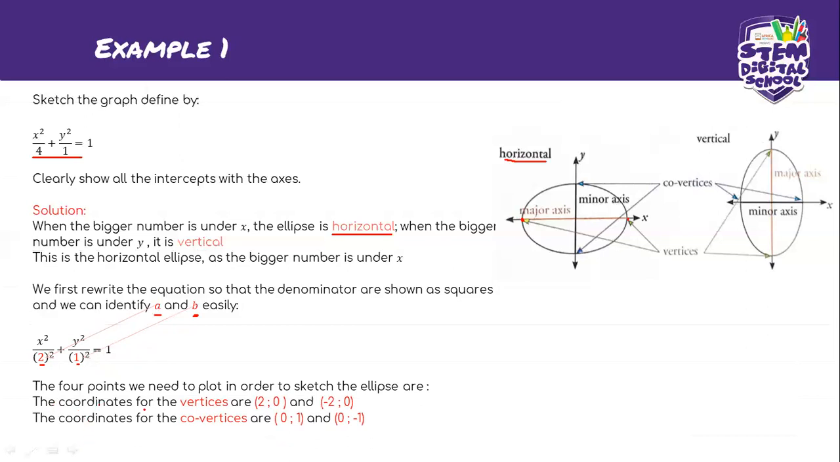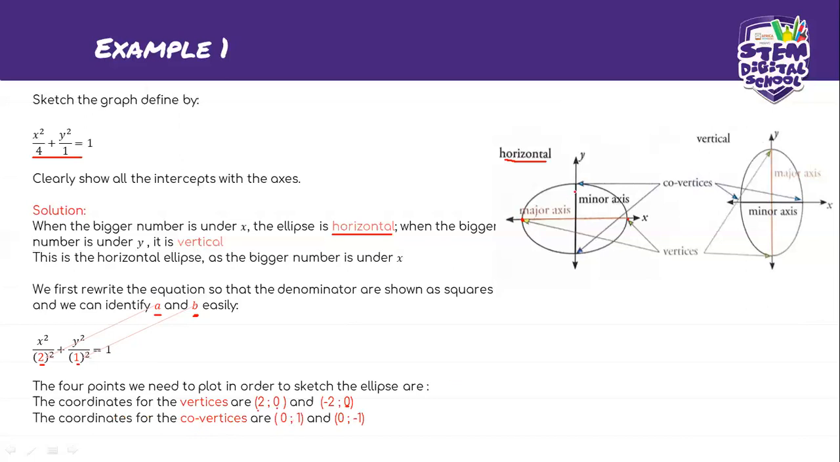The coordinates for the vertices are first 2, 0 and negative 2, 0. You can see these are vertices that we get from the major axis. The major axis is on the x-axis, so on that line we know that the value of y is 0. Hence, we have 0 here and 0 there. And then the co-vertices are 0, 1.